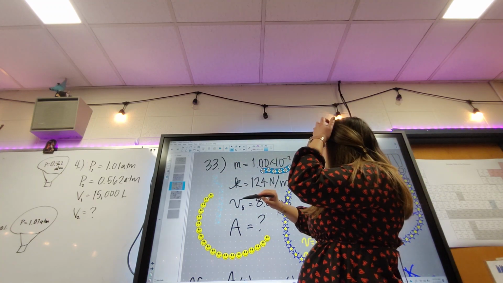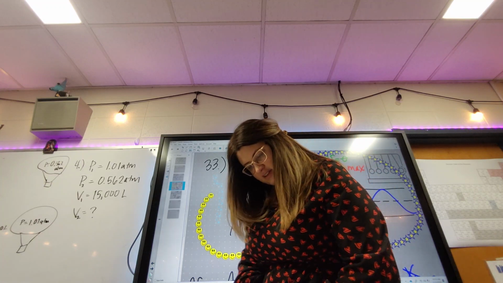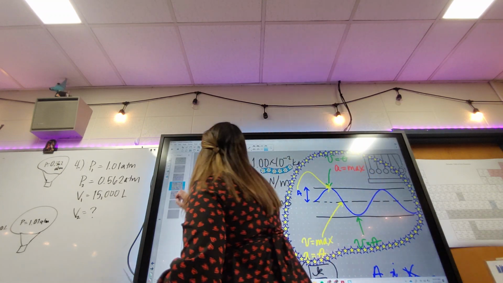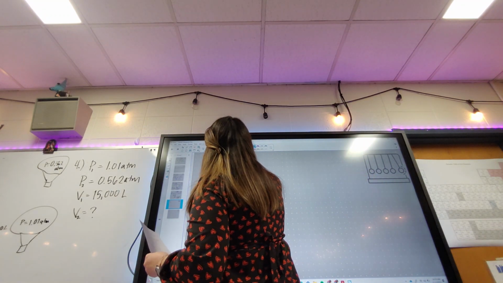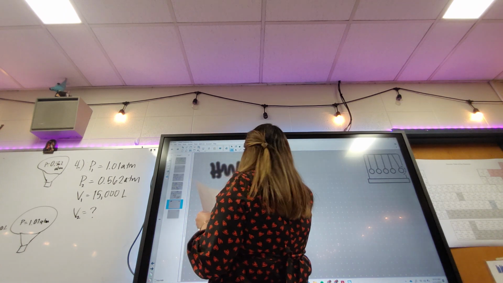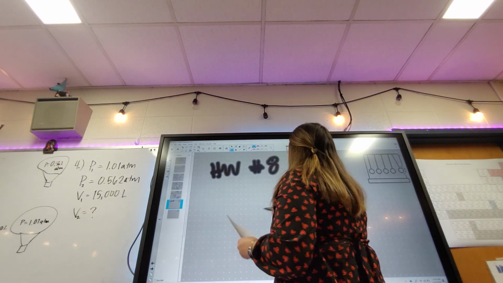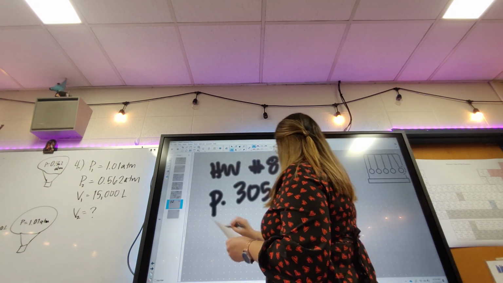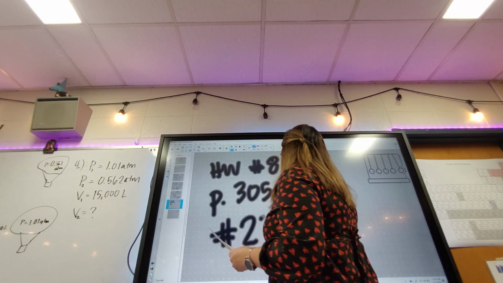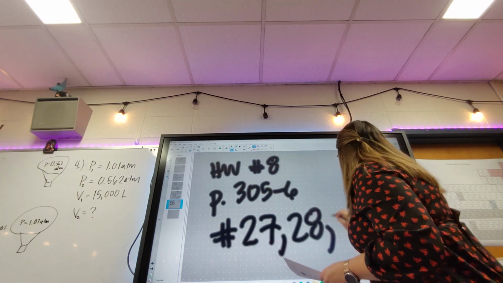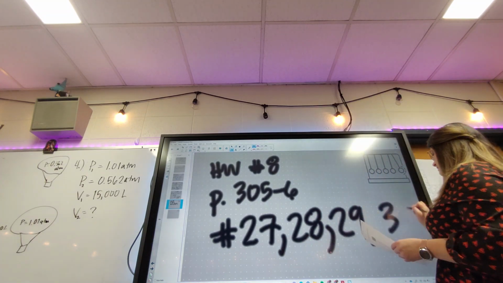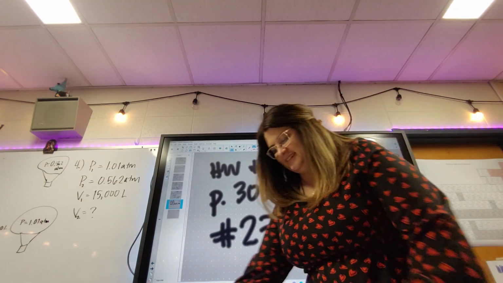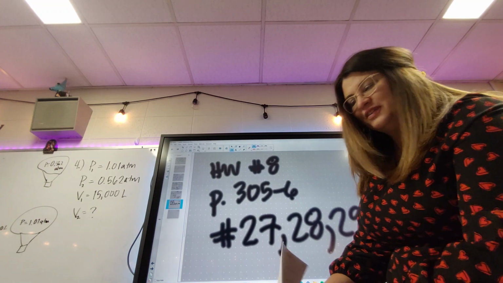Whoa. What is the homework? The homework is, good question, 27, 28, 29, and 38. 27, 28, 29 on page 305. I'm too lazy to change it, so we're going to go with it. 305 to 306, numbers 27, 28, 29, and 38. This is ridiculous. It looks weird on the screen.